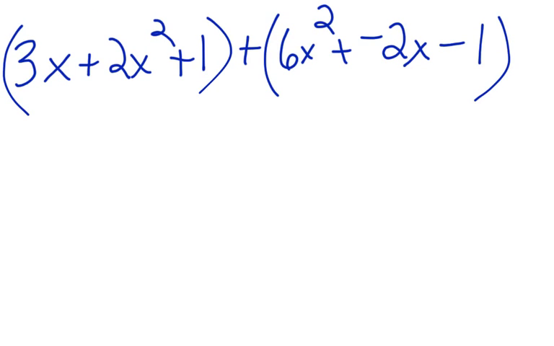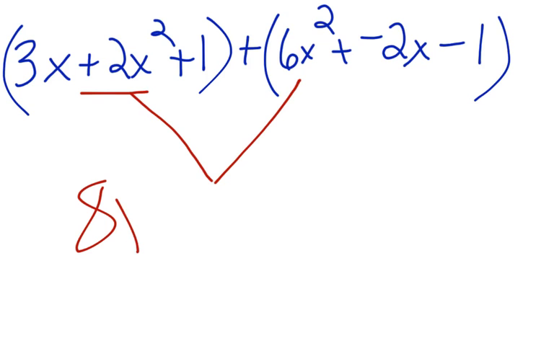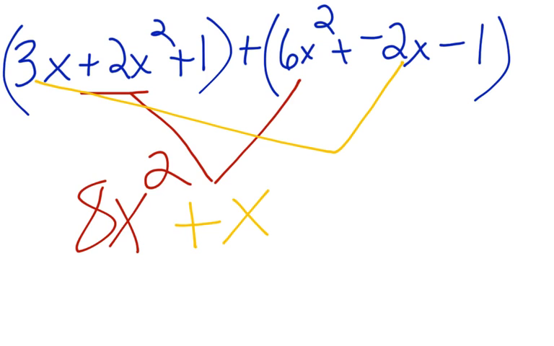Alright, here's the next expression. And the first set of parentheses is not in the same order as the second one, so be careful. Instead of drawing the tiles this time, we're going to connect the terms that are the same. So we have a positive 2x squared, and we also have a positive 6x squared. That gives me 8x squared. Then we have a positive 3x and a negative 2x. That is going to give me a positive x. And the last ones are 1 and a negative 1, which would give me 0. So my simplified expression for the addition of these two expressions is 8x squared plus x.